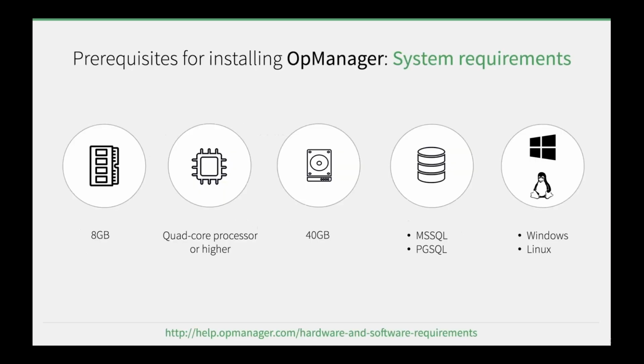All right, so prerequisites for installing OpManager. The basic system requirement, I would say this fits small or medium enterprises that cover around 300 to 500 devices. So you need to make sure that you have 8 GB of RAM, a quad-core processor or even higher, and 40 GB of hard disk space.